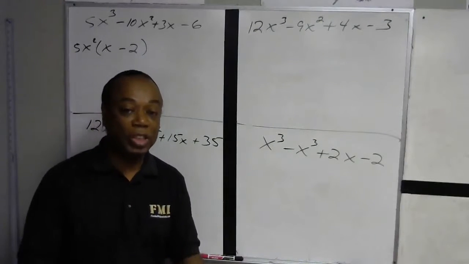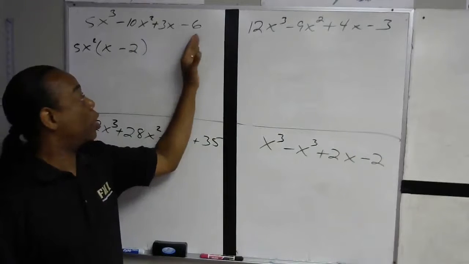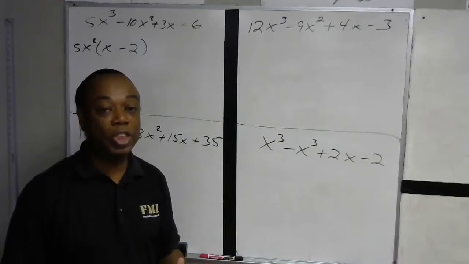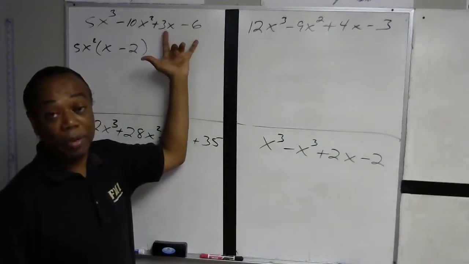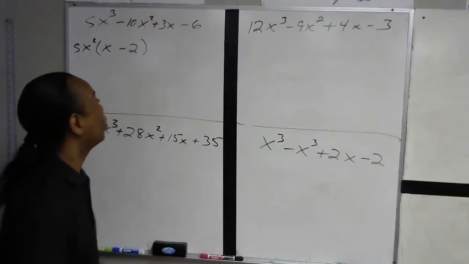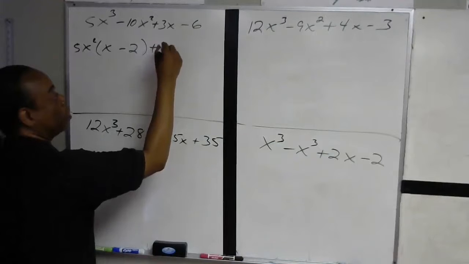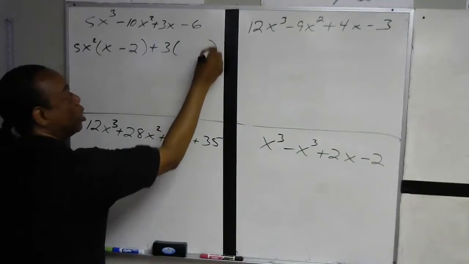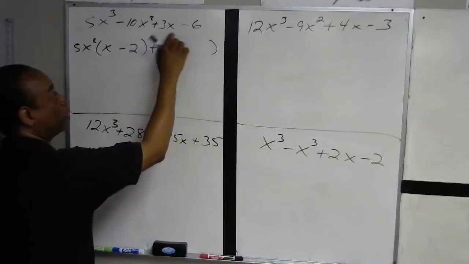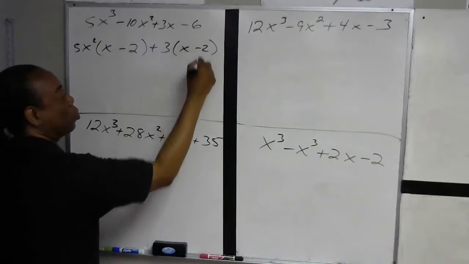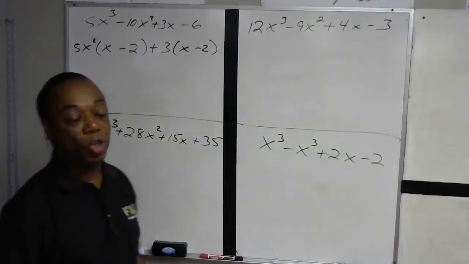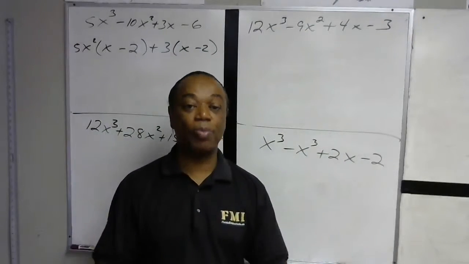Now I'm going to go to the last two terms here, and I'm going to look for a GCF there. The GCF here will be 3. So I'm going to take the 3 out. And since this part right here is adding to this, I'm going to put a plus here, take the 3 out, and then put the remaining terms here. So when you take a 3 out of here, you get an x minus 2. Okay, so we're taking GCFs out in groups.